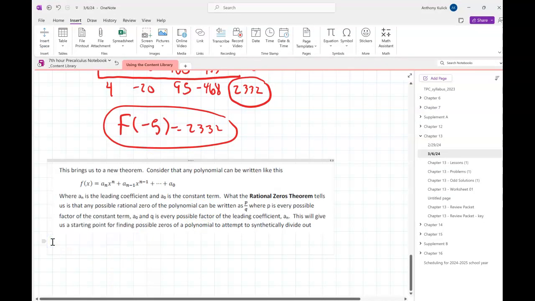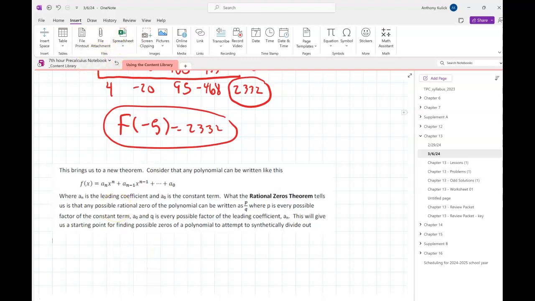So what the rational zeros theorem says is, if we have some polynomial with leading coefficient a sub n and constant term a sub 0, then the only possible rational zeros for this polynomial are of the form p divided by q, where p is a factor of the constant term and q is a factor of the leading coefficient. So those would be the things that we'd want to check with our synthetic division.